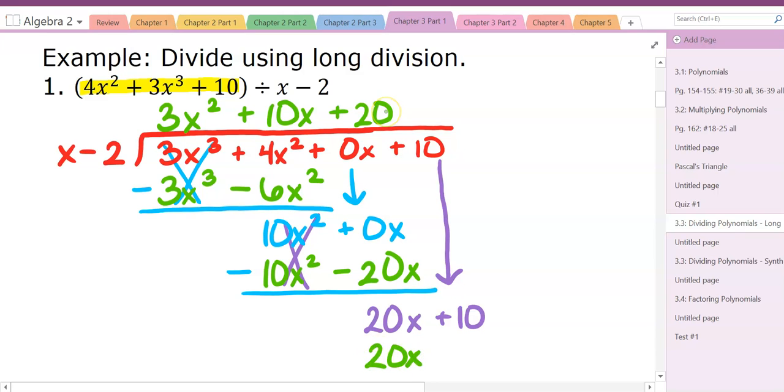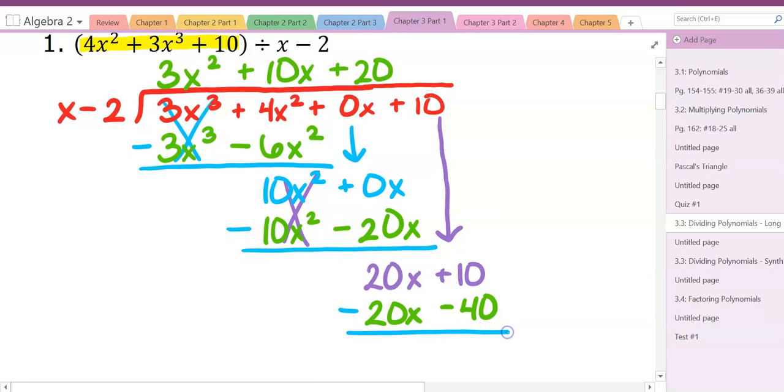Then we take 20 times the negative 2. That's negative 40. And then once more we subtract. So 20x minus 20x, that's gone. Now we have 10 minus negative 40. Then you've got double negatives, 10 minus a negative, so that's 10. Change, keep, change rule. So 10 plus 40 is 50. So 50 is our remainder.